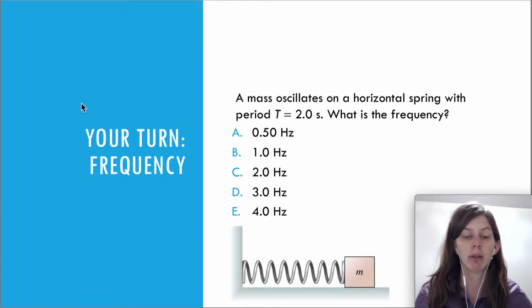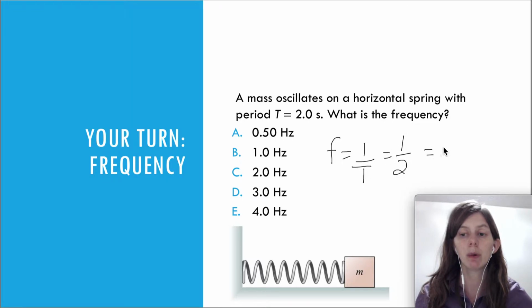So let's do a question for frequency. A mass oscillates on a horizontal spring with period T equals 2 seconds. What is the frequency? So all we have to do here is use the equation that frequency is 1 over period and plug the numbers in, and we're going to get 0.5 hertz. So all this means is that if a complete cycle takes 2 seconds, then every second you're only going to have half of a cycle. So that shows you the relationship between period and frequency.